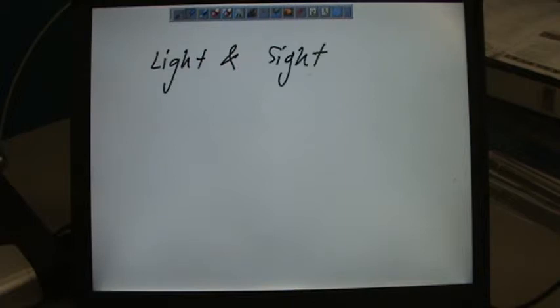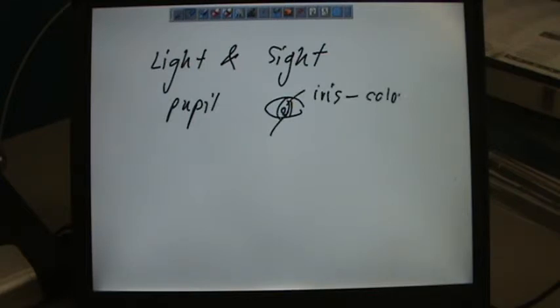So the next thing is light and sight. This subsection is a bit tough, so we want to simplify a few things. Let's talk about pupil first. Pupil is the part where you have the eye here and there's a small hole here, and this is iris. Iris determines your eye color, and this is pupil. This one can adjust accordingly.